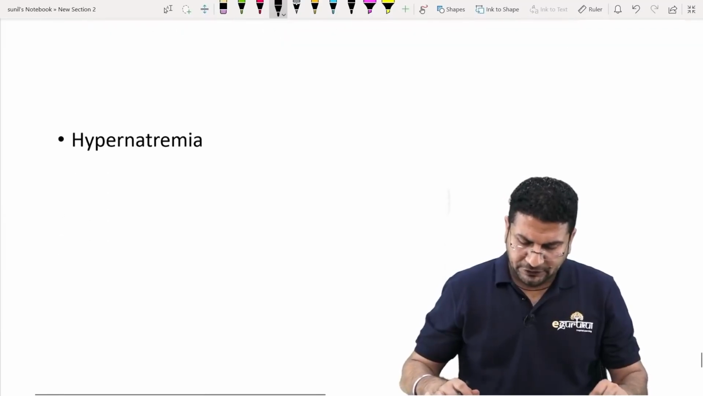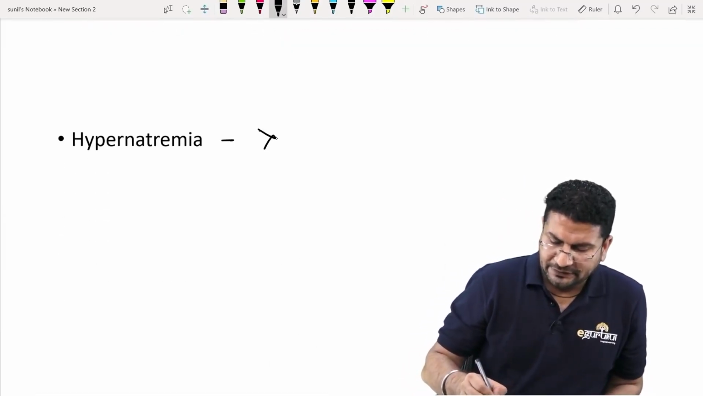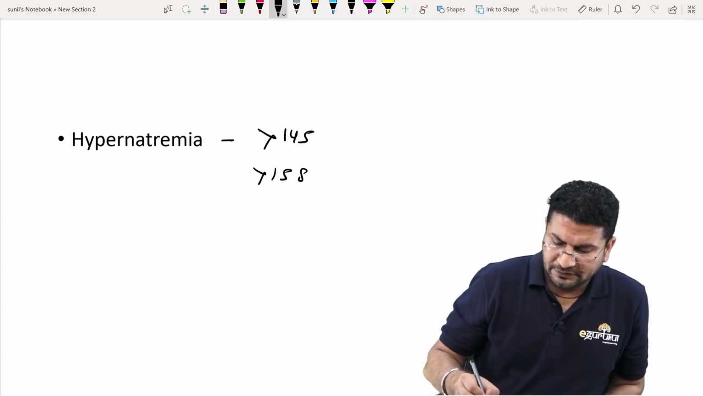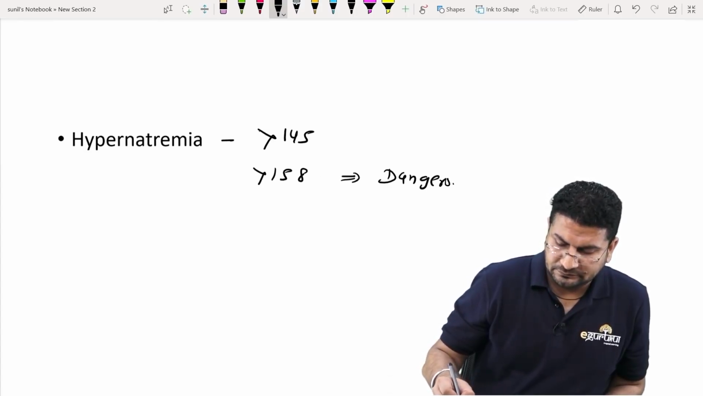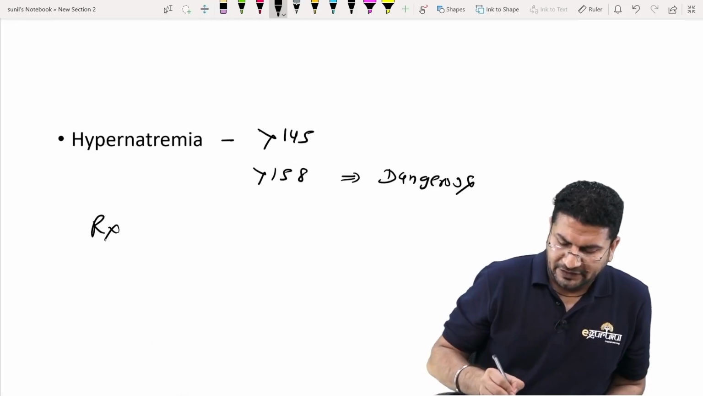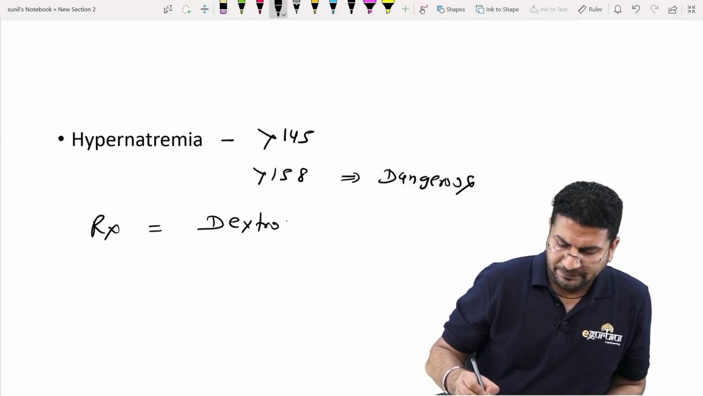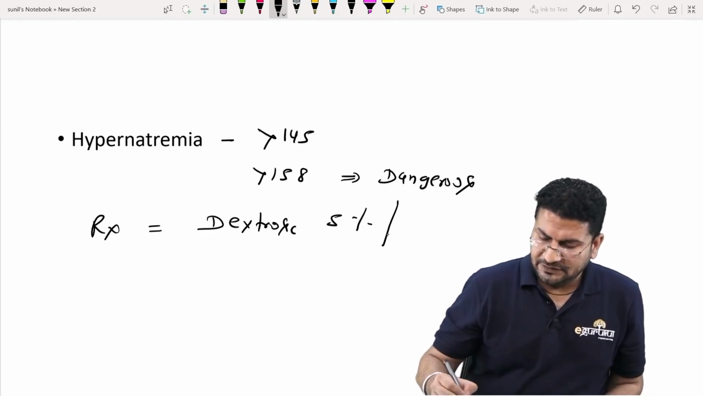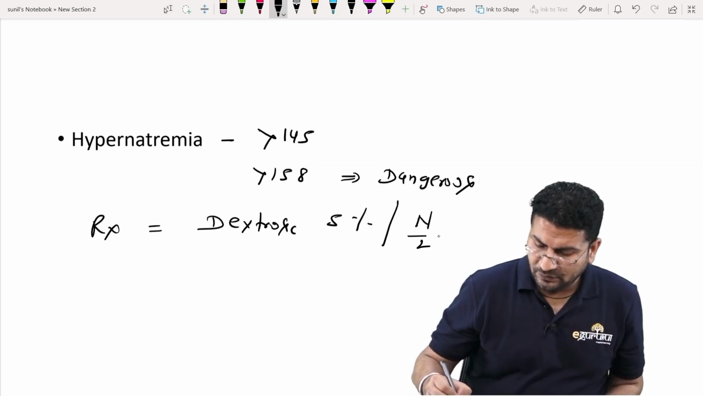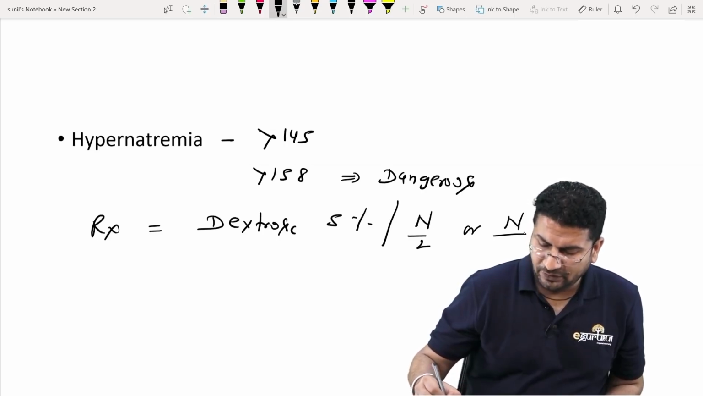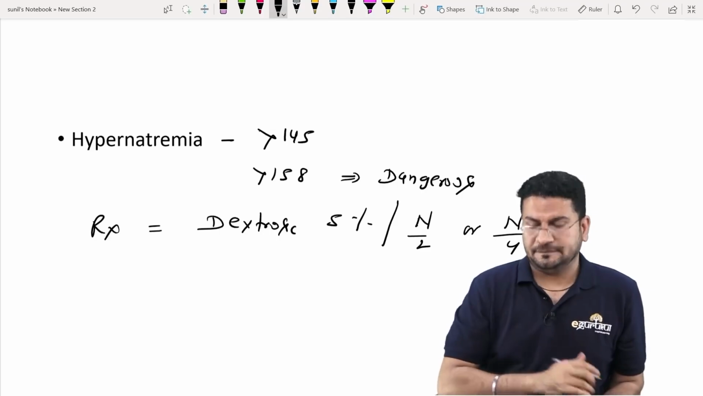If I say the opposite of this, hypernatremia, we define this as more than 145, but the patient will have dangerous symptoms when it is more than 158. If I say the treatment of hypernatremia, we give dextrose. We can give 5% dextrose. If the patient is diabetic, then we can give N by 2 or N by 4, half normal saline or quarter normal saline.